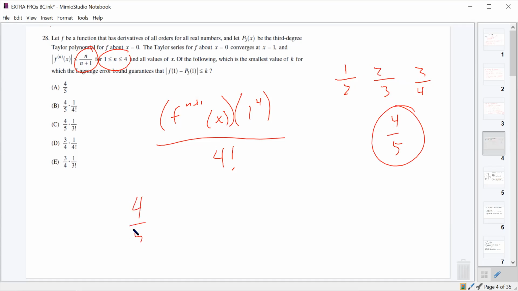So we end up with 4/5 times 1 to the 4th, which is 1, so times 1 over 4 factorial, which looks like that is choice B.